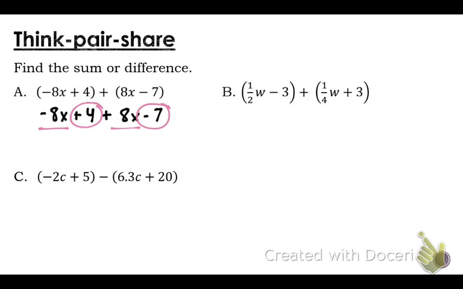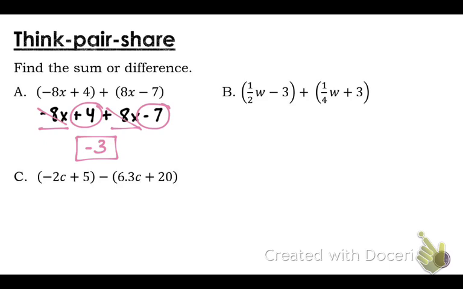Negative 8x plus 8x, what happens to that? 0. It cancels out. Now listen, many of you wrote 0x. I don't want to see a 0x. If there are no x's, then let me see no x's. What is positive 4 minus 7? Negative 3 is your answer.